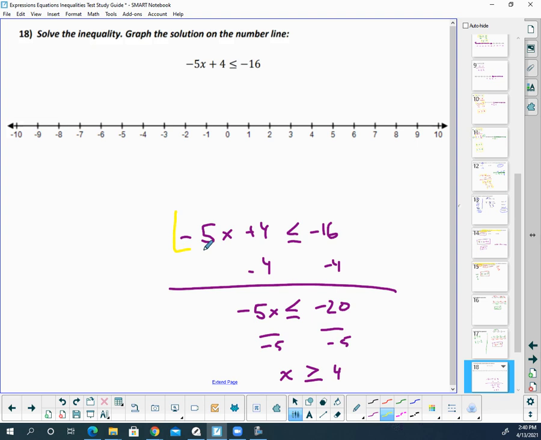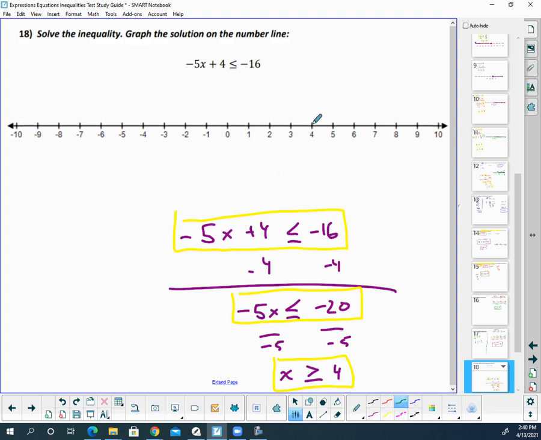Once again, the original problem is here. I subtract 4 from both sides. I get this new inequality, -5x is less than or equal to -20. I divide both sides by -5, and that gets the variable isolated. x is greater than or equal to +4. Because I divided both sides by a negative, this inequality changes direction. So x is greater than or equal to 4.